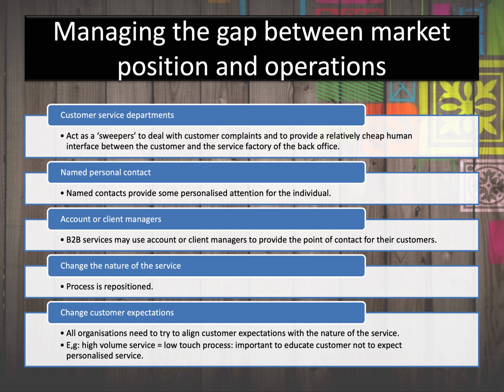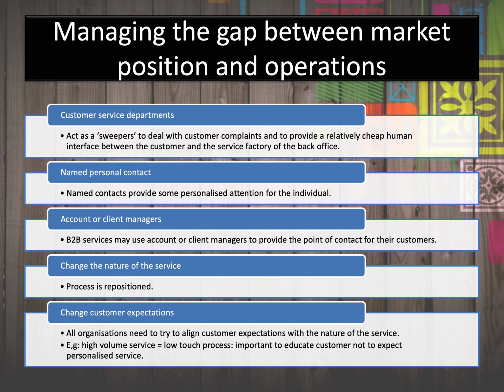Second one is named personal contact. Named contacts provide some personalized attention for the individual. We put certain names for the customer to call in terms of any clarification that they need from the company. Third one will be account or client manager. B2B services may use account or client managers to provide the point of contact for their customers. In some cases, these may operate in a similar manner to the named contact described above.